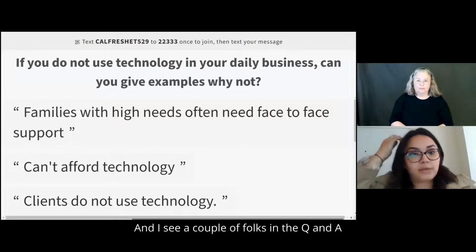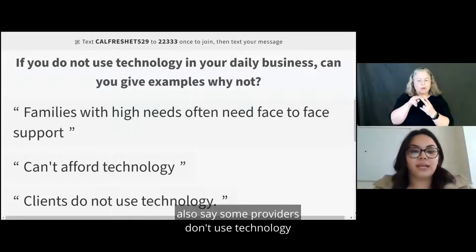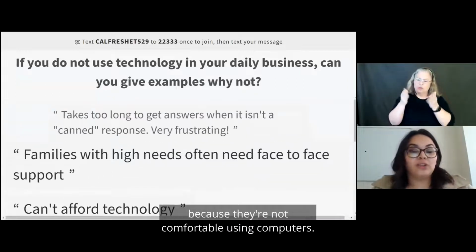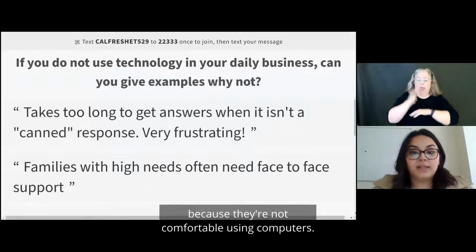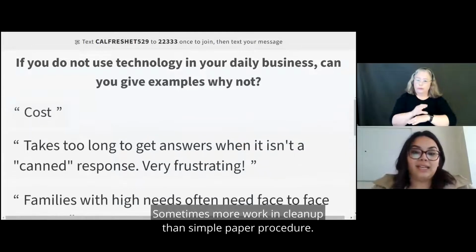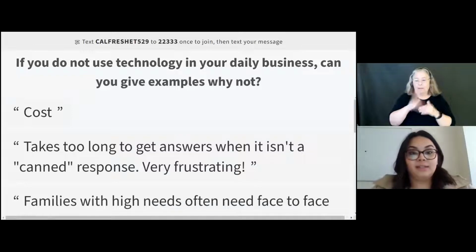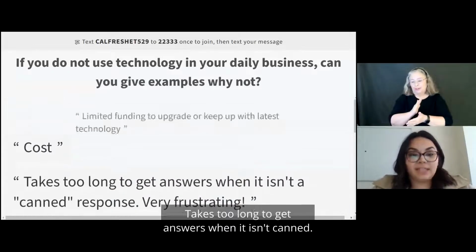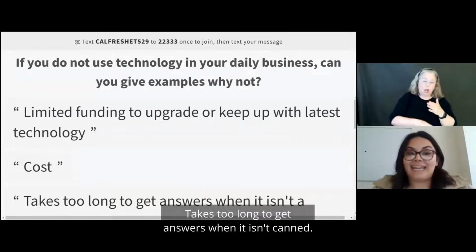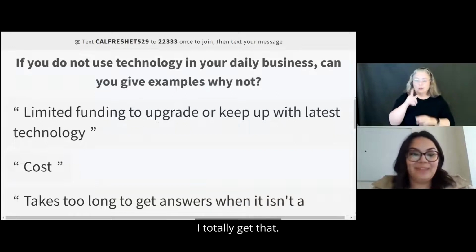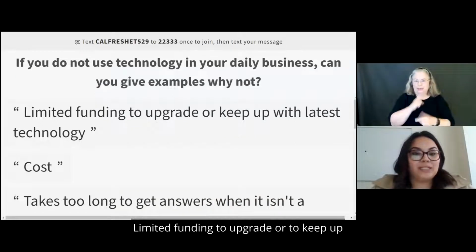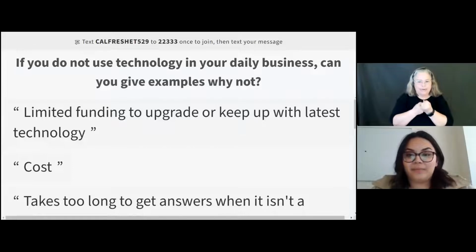And I see a couple of folks in the Q&A also say some providers don't use technology because they're not comfortable using computers. Sometimes more work and cleanup than simple paper procedure. Cost. Takes too long to get answers when it isn't canned. I totally get that. Limited funding to upgrade or to keep up with the latest technology.